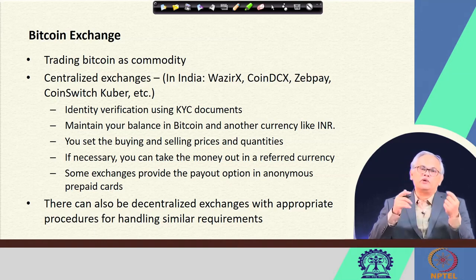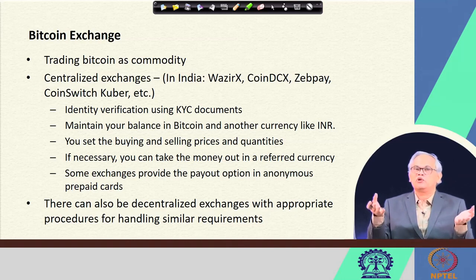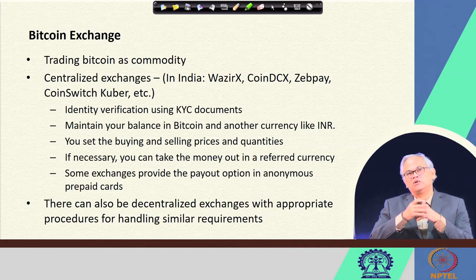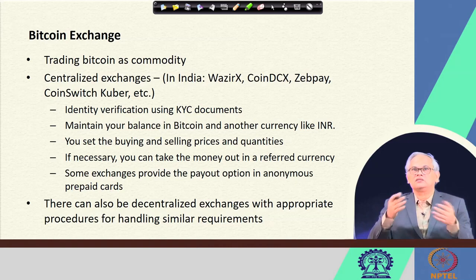And then say you purchased Bitcoin when one Bitcoin was some x amount of rupees, and now it is x plus delta x, and you are selling the same number of Bitcoins, you make a profit based on delta x and the number of Bitcoins that you are selling. So, it is as simple as that. So, you can set your buying and selling prices in that exchange. These are digital, of course, but these are centralized exchanges.